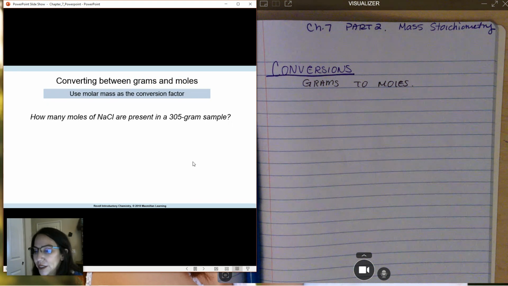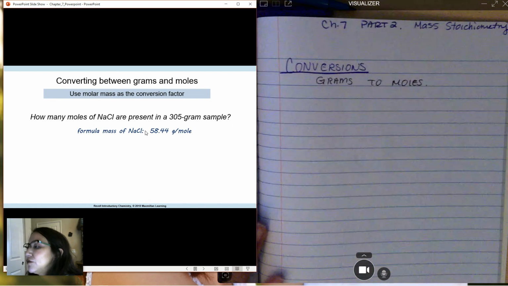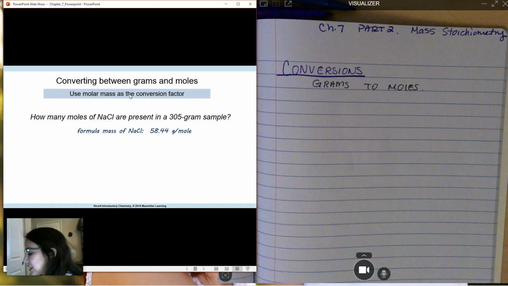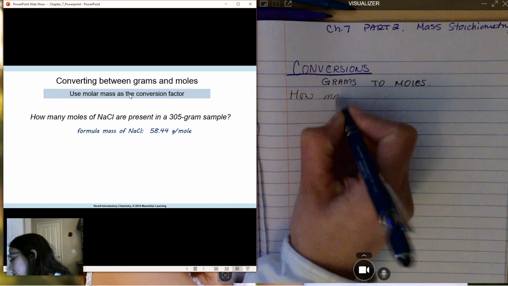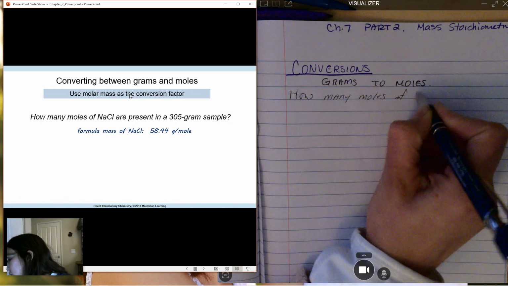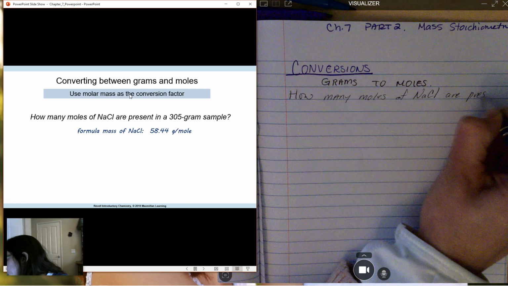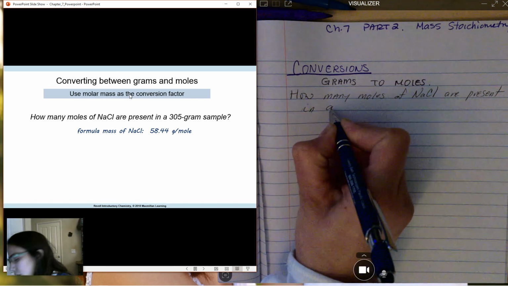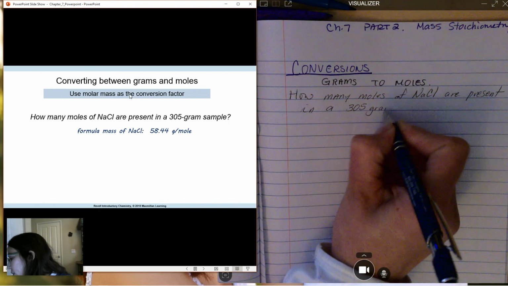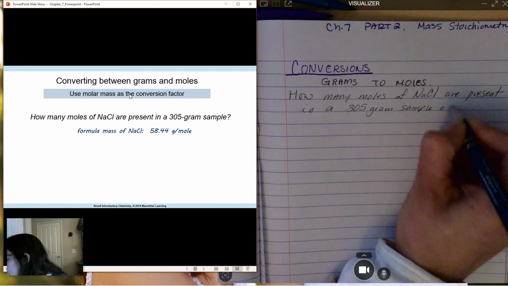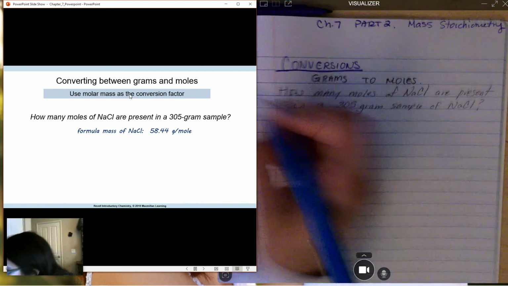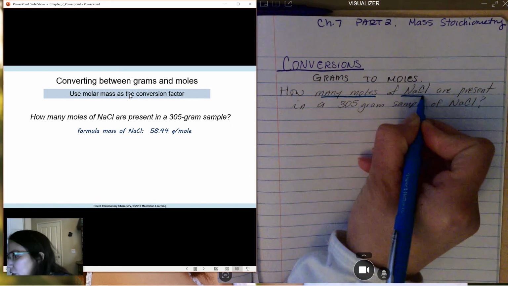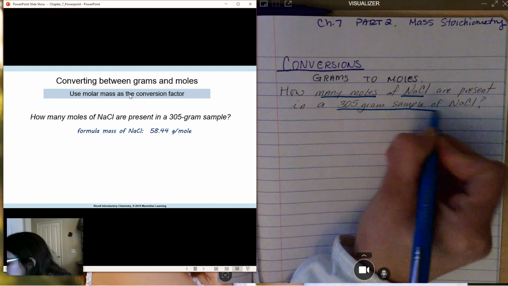How many moles of sodium chloride are present in a 305 gram sample of sodium chloride? Now, the best way to figure out how to do conversions is to just do them and gain some practice. Practice actually helps make everything very fluid. It doesn't say of sodium chloride, it implies it, but I'm going to write this so that we're not confused. So we're looking for moles of sodium chloride, and we are given a 305 gram sample of sodium chloride.